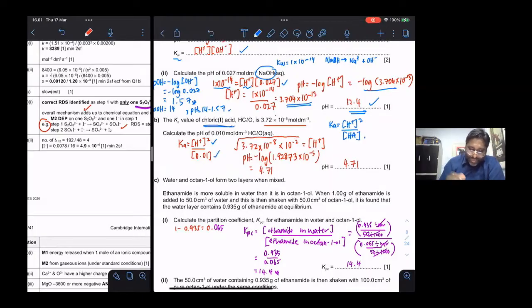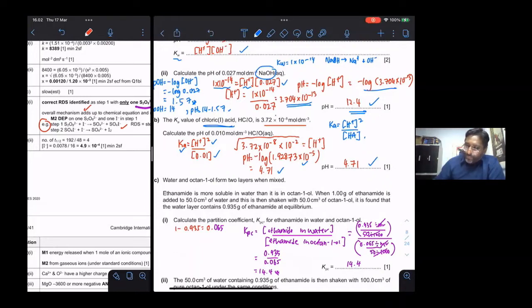Ka we know. Find out what is the concentration of H plus. Once you find out the concentration of H plus, I use the formula for the pH. pH is going to be negative log concentration of H plus, and after you calculate, you get 4.71. Quite simple, quite straightforward.